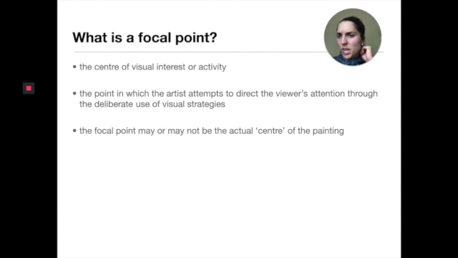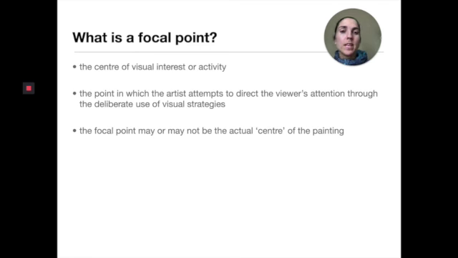All right, so if we talk about what a focal point is, I want you to think about a focal point as the center of visual interest. An easier way to think about this is the focal point is the first thing that captures your attention in an artwork. Sometimes there's multiple things that will capture your attention, but the very first thing that captures your attention is referred to as the primary focal point. The next thing that captures your attention is the secondary focal point, and so on.